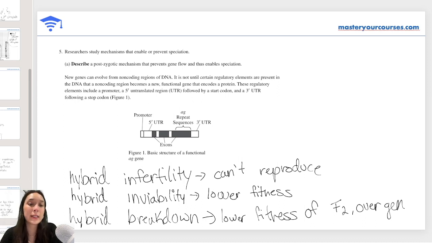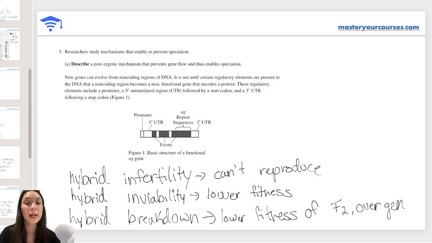Now to move on, it says new genes can evolve from non-coding regions of DNA. It is not until certain regulatory elements are present in the DNA that a non-coding region becomes a new functional gene that encodes a protein. These regulatory elements include a promoter, a 5' untranslated region, or UTR, followed by a start codon, and a 3' UTR followed by a stop codon, seen in figure 1. So they're just giving you the basic structure of a functional gene.